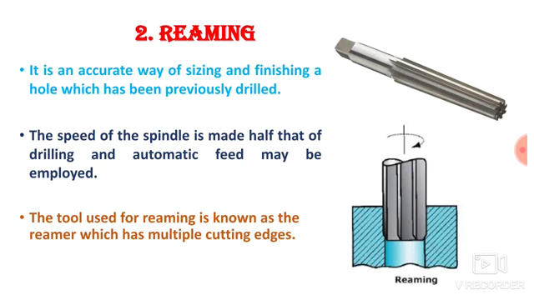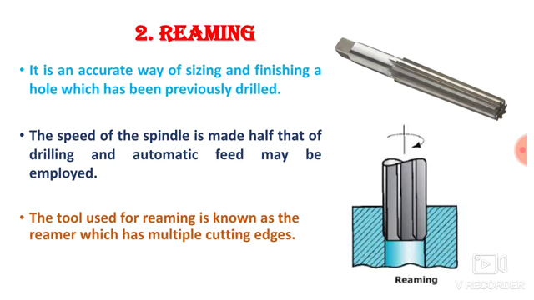So the speed of the spindle is made half that of the drilling, and automatic feed may be employed. During reaming, the speed of the spindle is made half as compared to drilling, because it is a finishing process and we have to remove very little material during the reaming process, and hence the speed of the spindle is made half that of the drilling.